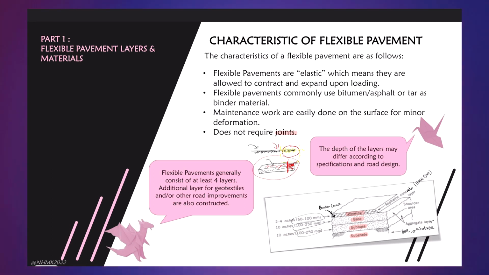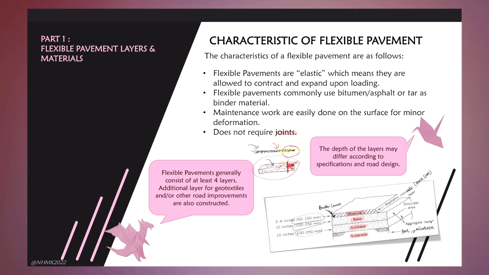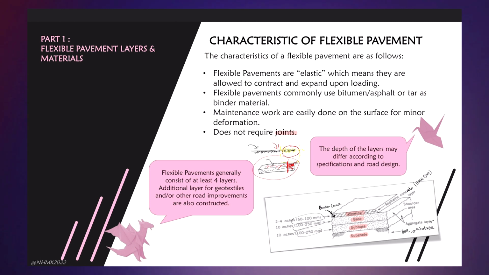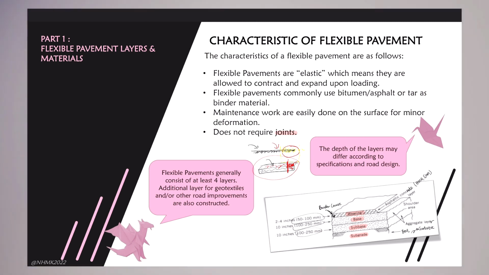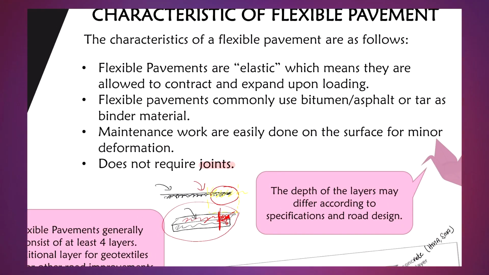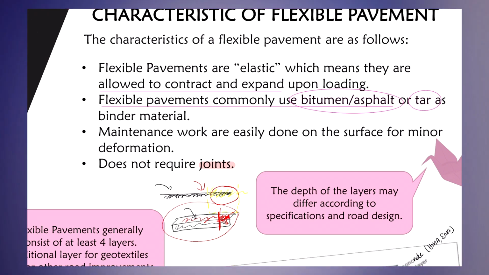Now, what are the characteristics of flexible pavement? The characteristics of a flexible pavement are as follows. The first one, flexible pavements are elastic, which means they are allowed to contract and also expand upon loading. Flexible pavements commonly use bitumen or asphalt, as we discussed in the second topic, or possibly tar, as binder materials. Note that tar is rarely used in road construction nowadays because of its toxicity.